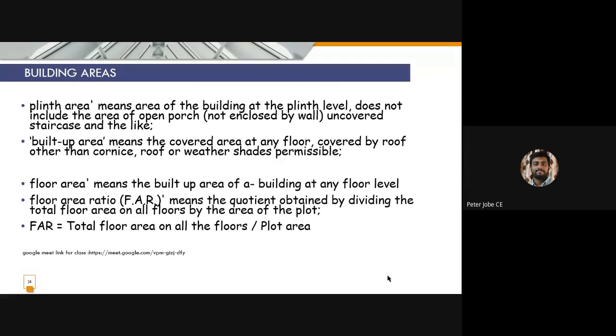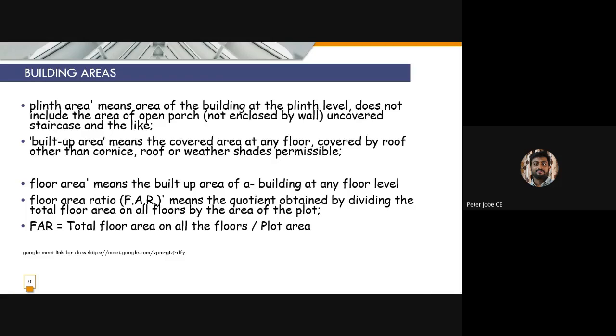And in built-up area, we'll take all those places where we are utilizing the area, where we have built something. As I explained earlier, you might have noticed in some houses the ground level will be fully constructed, while on the first floor there will be some open terrace. When we take the built-up area, we won't consider the open terrace. We'll just consider those areas where we have constructed something. That's known as built-up area.